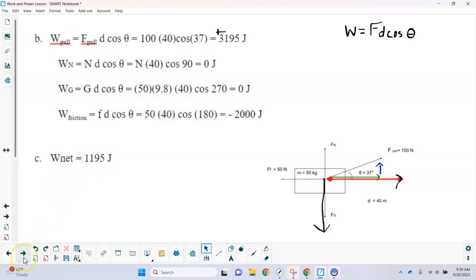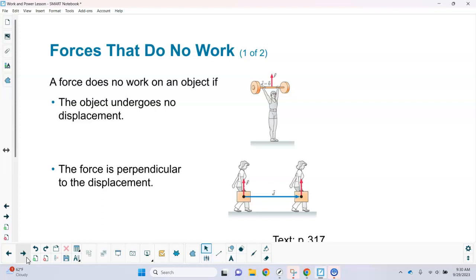So that's a quick example going through all these different forces and displacements and finding the work for each one. This is another thing that sometimes people get confused on, because the physics definition of work is not the same as your everyday language use of the word work. Sometimes there is no work being done. If an object doesn't get displaced, there is no work.